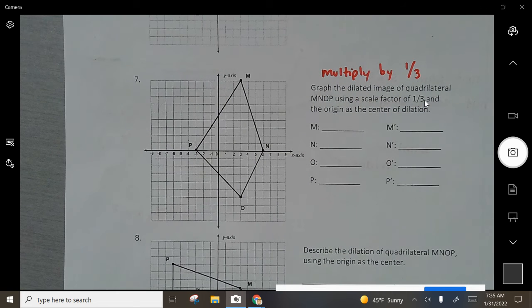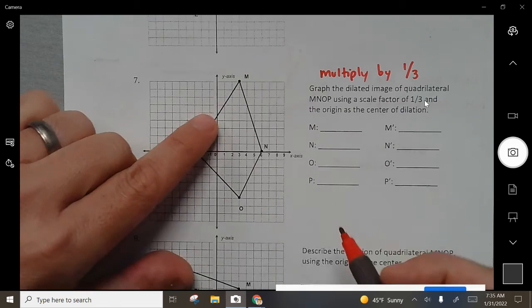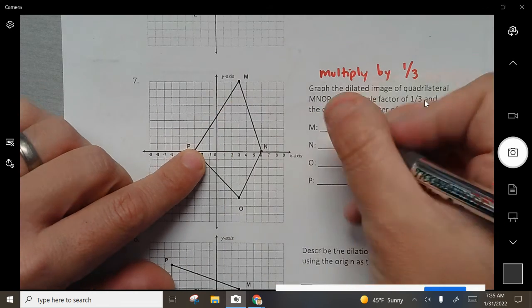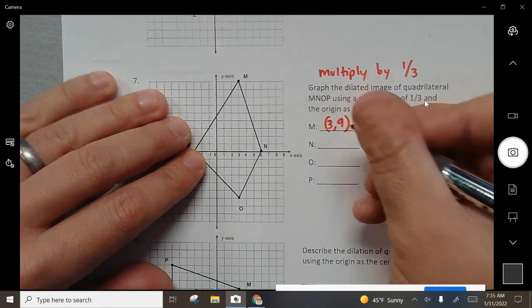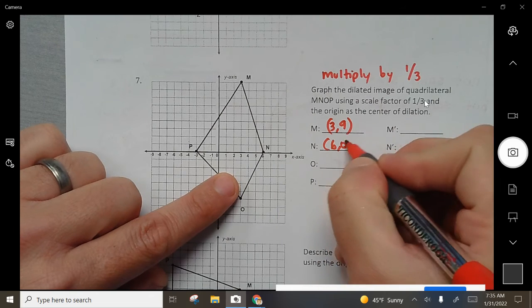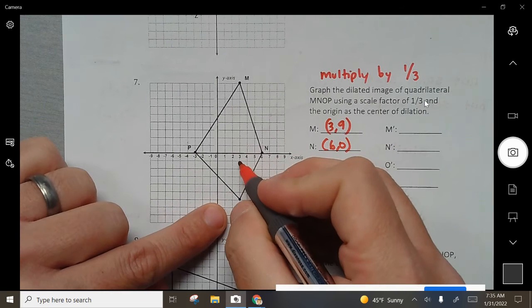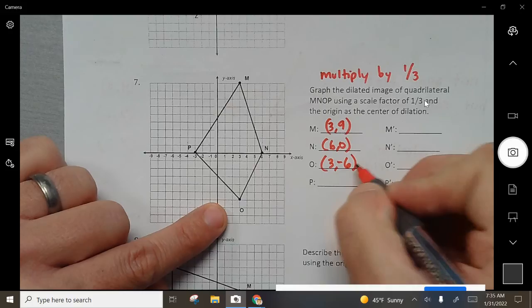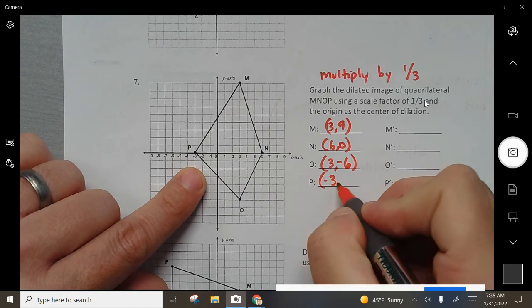Okay. So now let's do this. Let's actually write out the coordinates first. Over 3 up 1, 2. That's 3, 9. N is going to be 6, 0. O is going to be over 3, down 1, down 2, down 3, down 4, down 5, down 6. All right. And then this is going to be -3, 0.